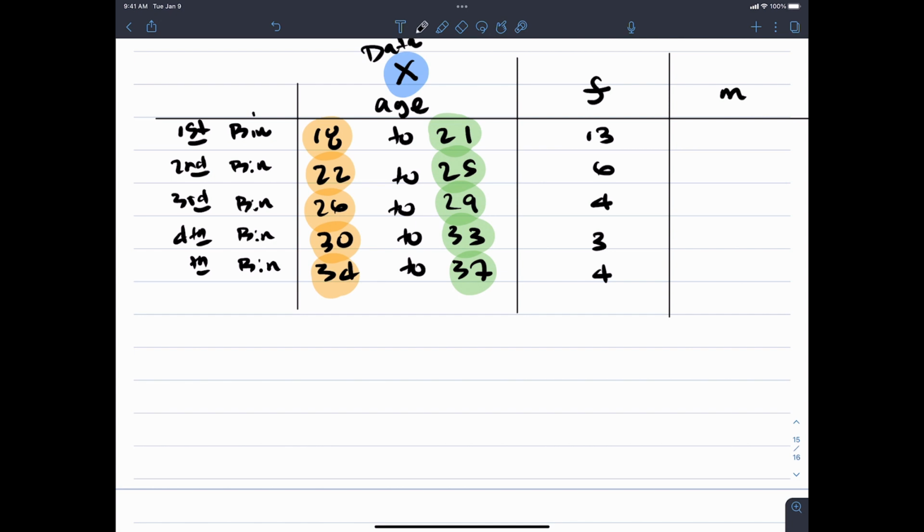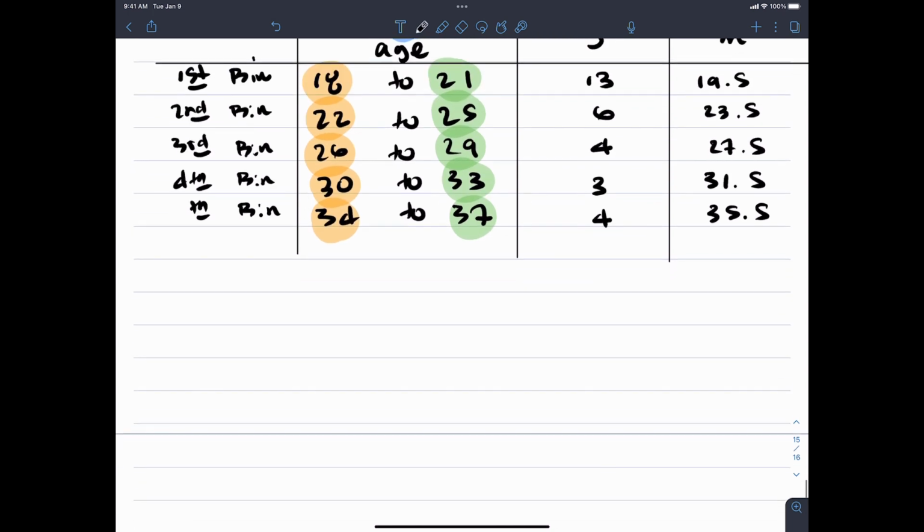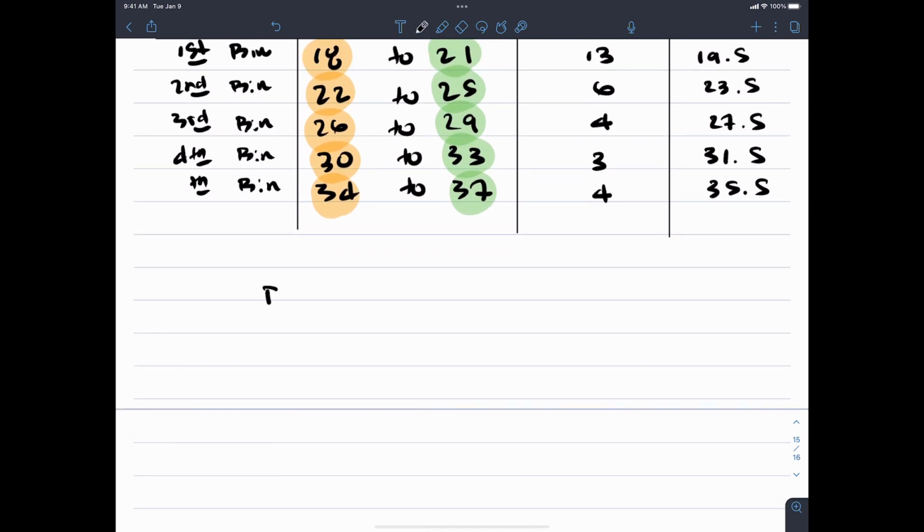Now, what were the midpoints yesterday? You guys had some midpoints here. 19.5. What else? 23.5. Anything else? Okay, and then what else? And then? Is that 35.5? All right. So, good. Now, pictures of data. I'm going to write this down here for us.